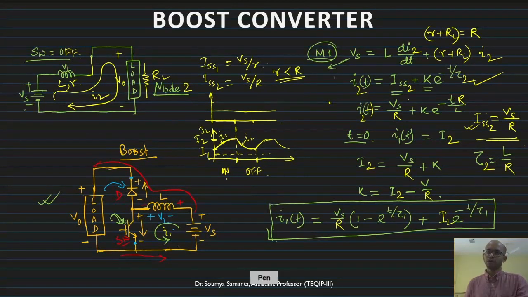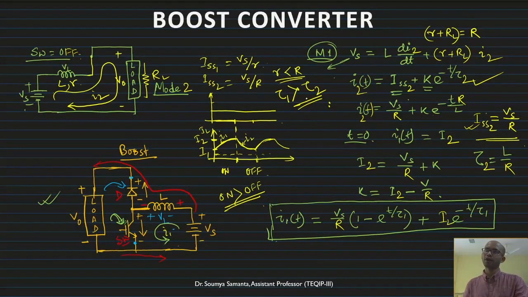Now obviously, in order to get I1 to I2 and I2 to I1, one thing is that on time should be greater than off time. Why? Because if you see, what is tau 1? If I consider L to be the same, R is greater than this one. So obviously tau 1 will be greater than tau 2. If time constant 1 is greater than time constant 2, it will take a larger time to go from I1 to I2, whereas for the off condition it will take a smaller time.